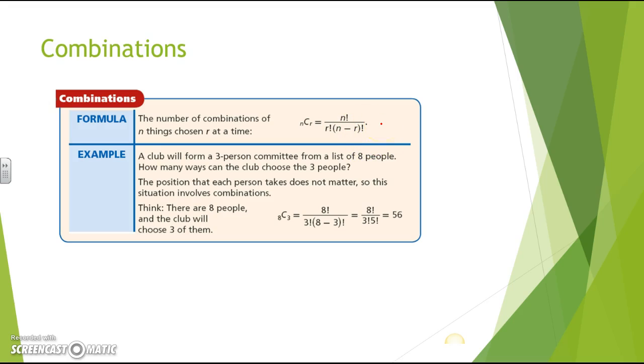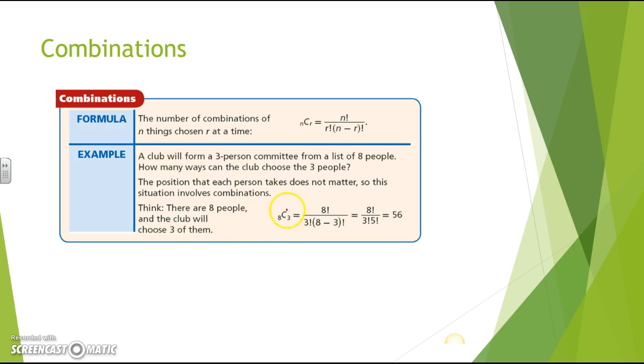So let's look at an example for this. A club will form a 3-person committee from a list of 8 people. How many ways can the club choose the 3 people? What we have here is that the position each person takes does not matter, so this situation involves combinations. Think there are 8 people and the club will choose 3 of them.